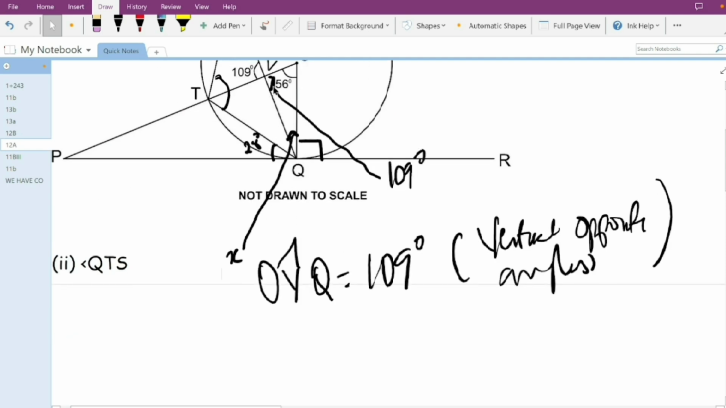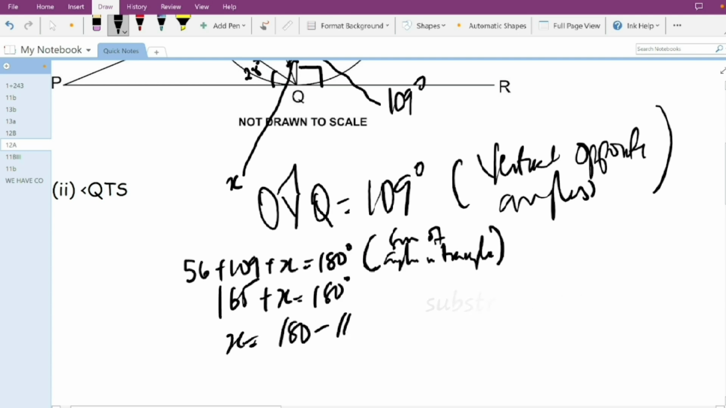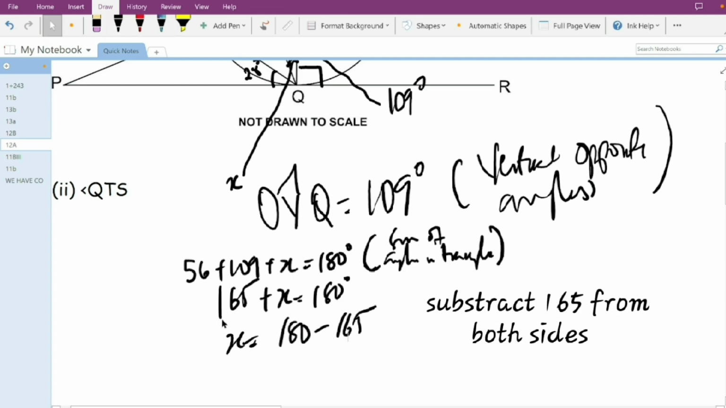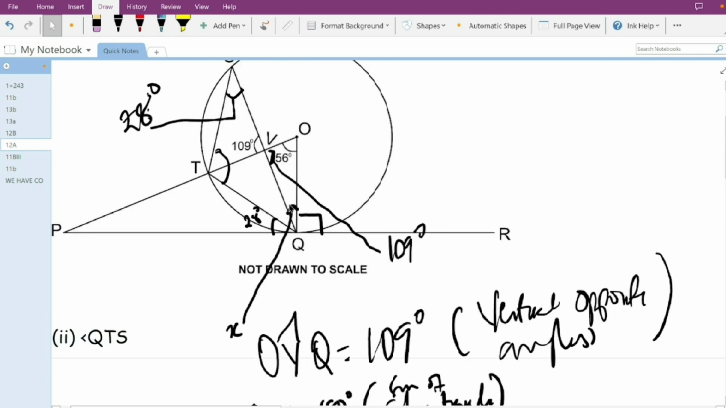So we know x plus 56 degrees plus 109 should equal 180, our sum of angles in the triangle. So we have that 56 plus 109 plus x equals 180 degrees. So 56 plus 109 is 165, plus x equals 180 degrees. X equals 180 minus 165, as plus 165 crosses the equals sign and turns to minus 165. X equals 180 minus 165, which is 15 degrees. Now we have our x to be 15 degrees. We have this angle to be 15 degrees.